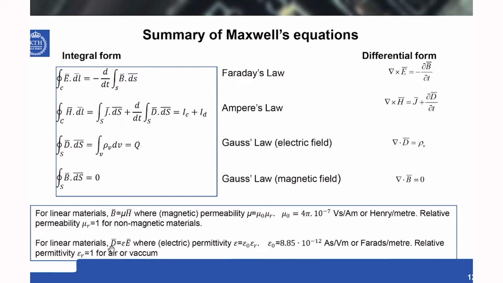For linear materials, D equals epsilon E, where epsilon is the electric permittivity given as epsilon 0 and epsilon r. Epsilon r is the relative permittivity, which is a unitless number, whereas epsilon 0 is given by this numerical value and has the unit ampere seconds per volt meter or farads per meter. Relative permittivity is 1 for air or vacuum and more than 1 for other dielectric materials.